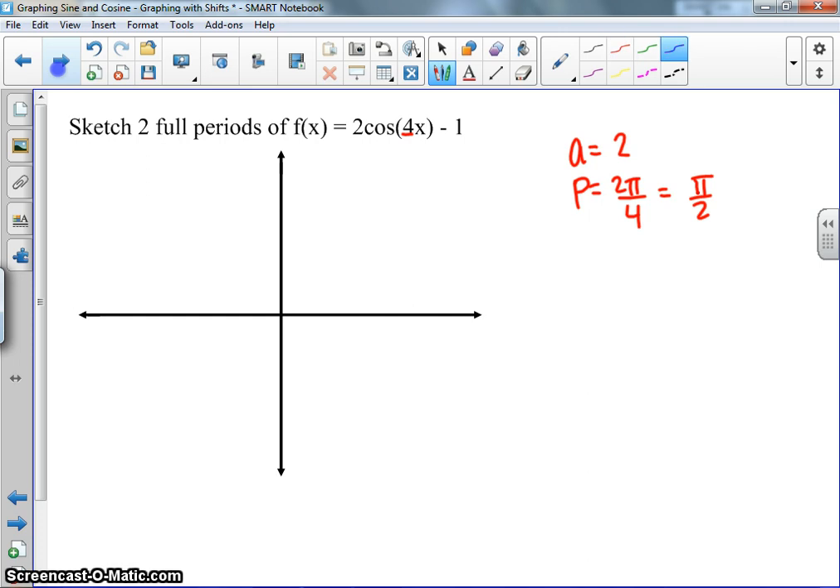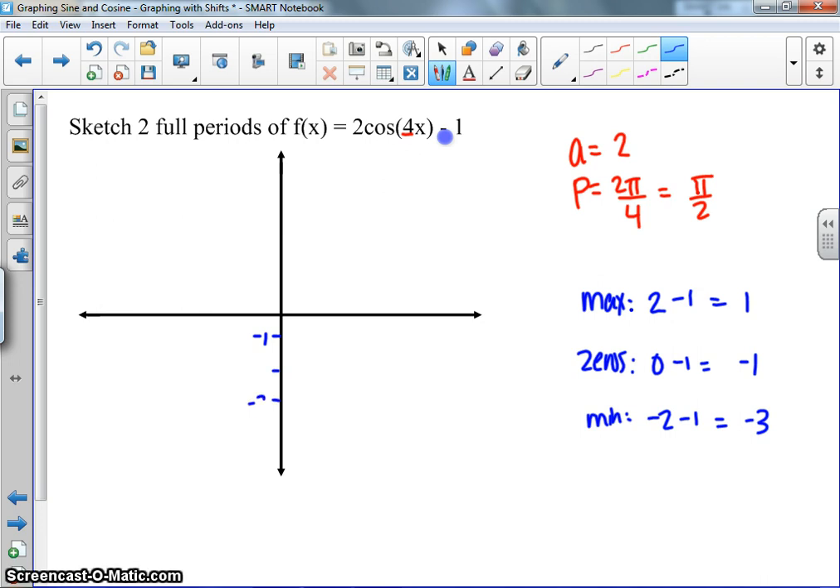So I'm going to go here and label what would be my maxes, zeros, and mins. Maxes would normally go up to 2, zeros would be at 0, mins would be at negative 2. Now I'm going to take all of these values and shift them down 1, so I'm going to subtract 1 from each of those numbers. And so maxes will be at 1, zeros at negative 1, and mins at negative 3. I'm going to label these on the graph. So here's negative 1, negative 2, negative 3, and then 1 would be right here.